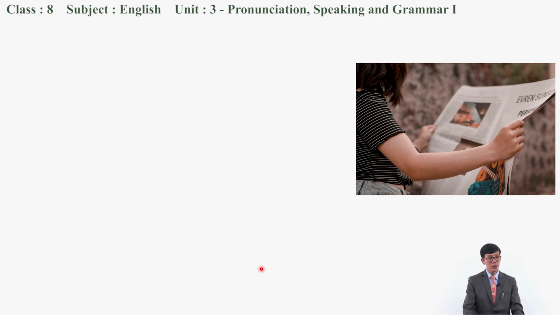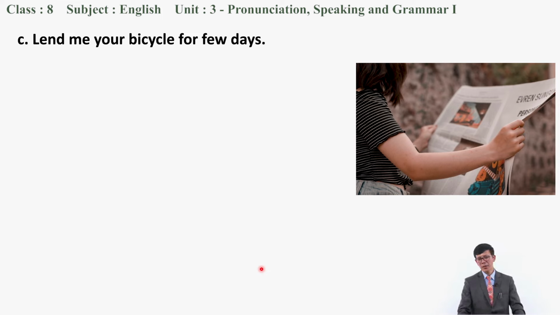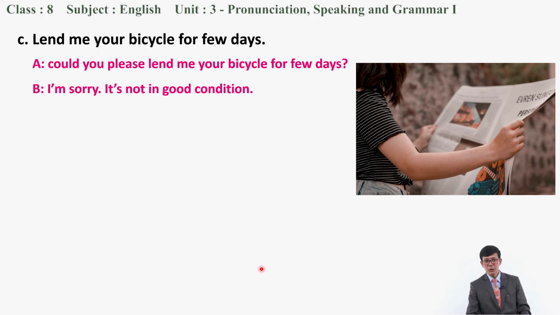Let's look at another situation. You can see here. Bicycle. Lend me your bicycle for few days. Okay, if you want to ask for your friend's bicycle, then how do you ask? As you have already practiced some of the expressions, you can simply use, could you please lend me your bicycle for few days? And what he might respond, I'm sorry, it's not in good condition. If your bicycle is not in good condition, you can say, I'm sorry, it's not in good condition. So this is the way that you can make request and reply.